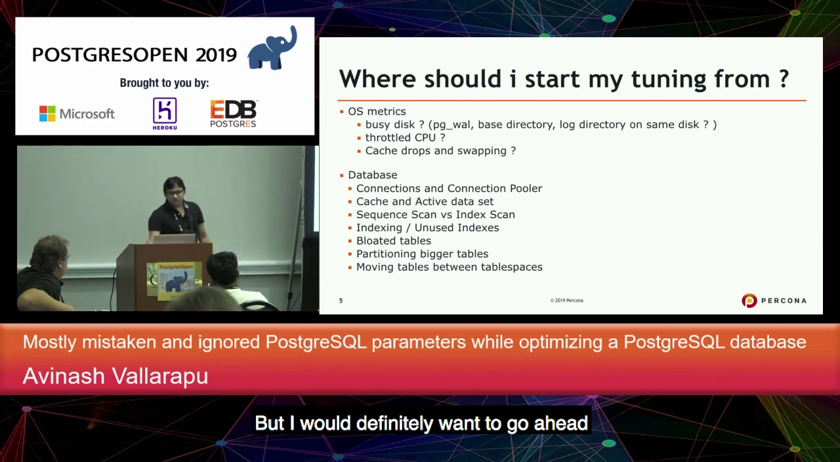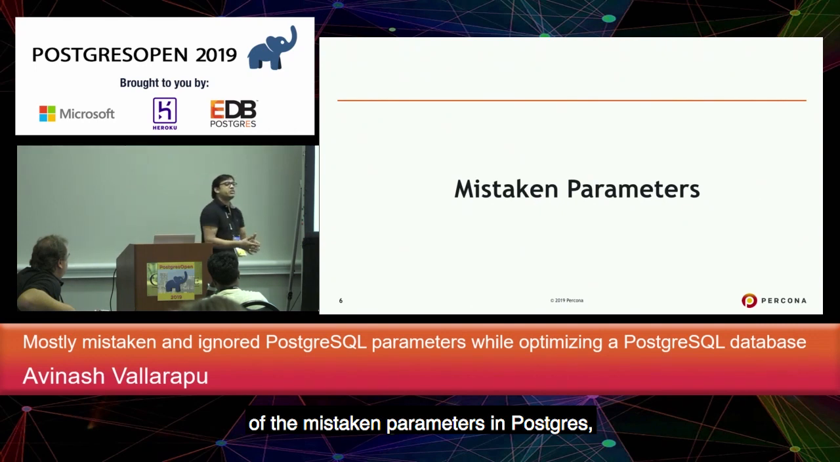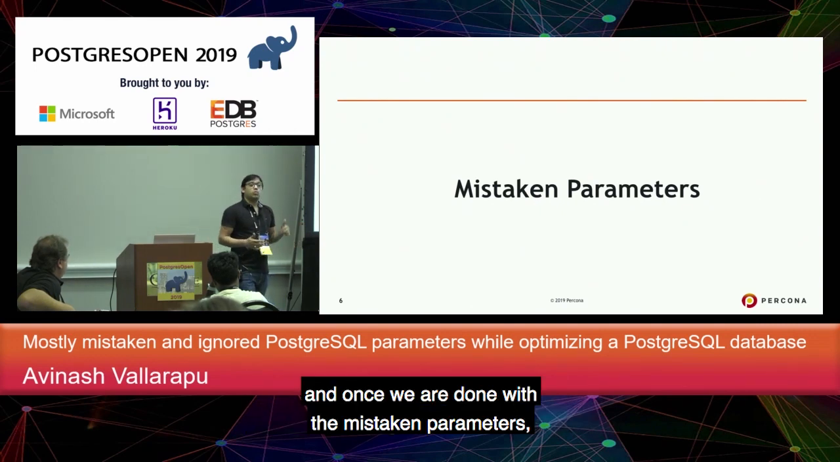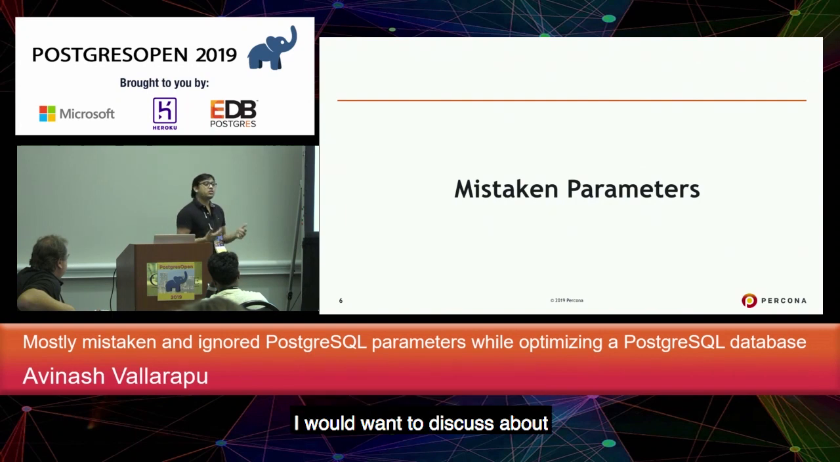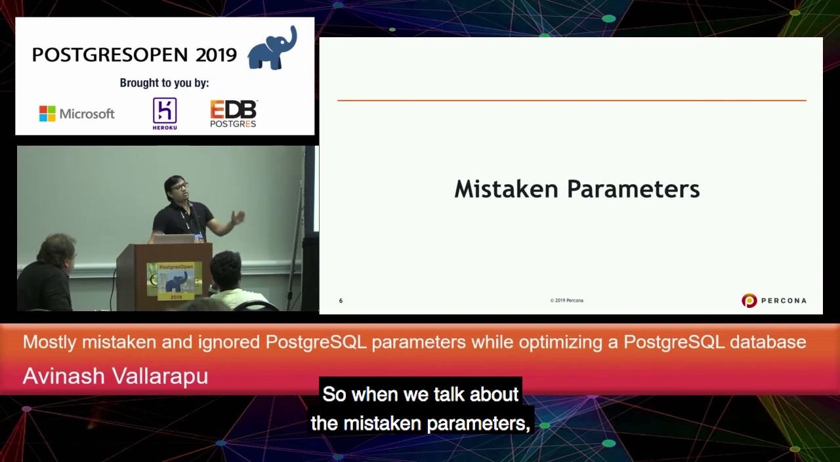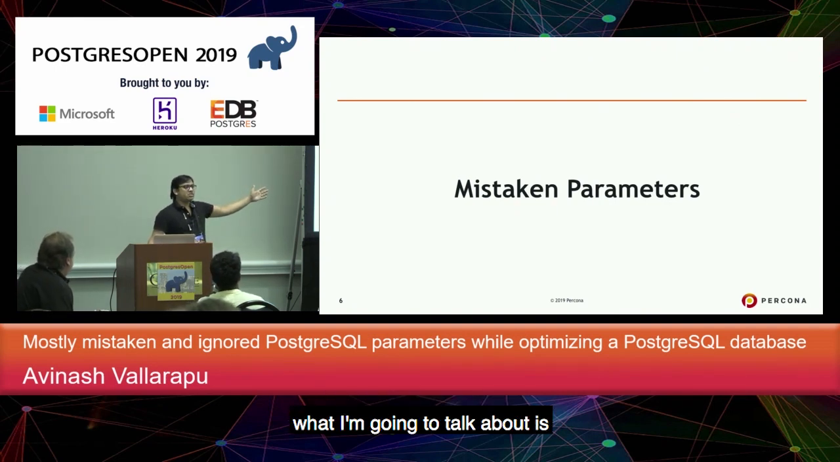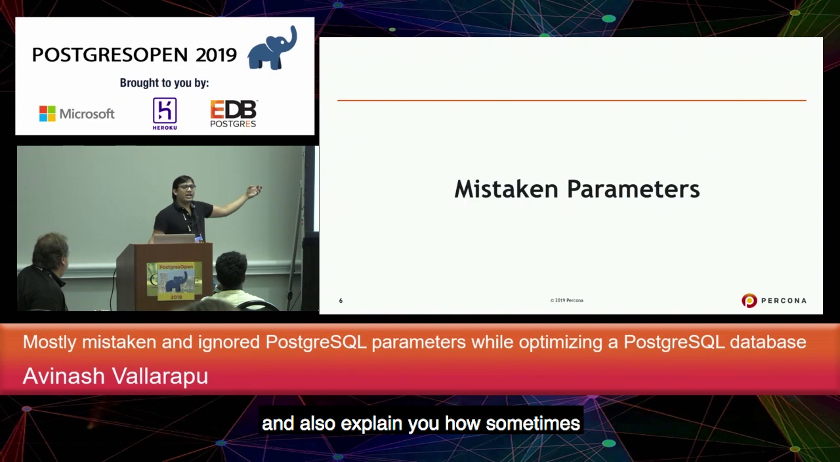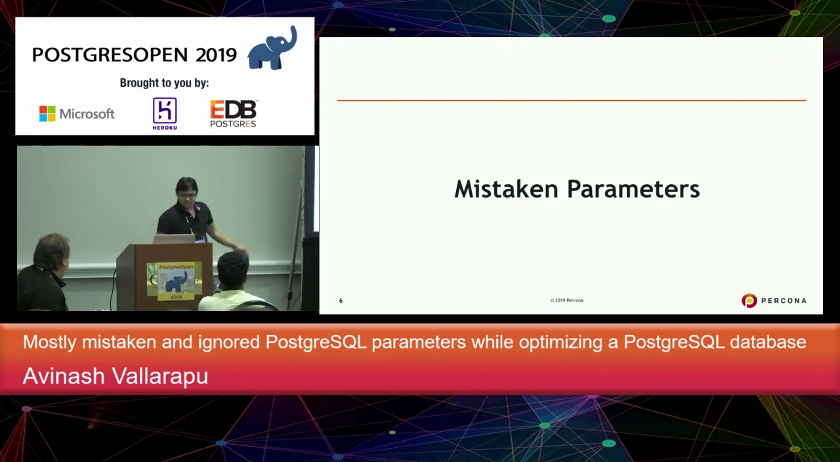But I would definitely want to go ahead and start talking about some of the mistaken parameters in Postgres. And once we are done with the mistaken parameters, I would want to discuss the ignored parameters in Postgres, right? So when we talk about the mistaken parameters, what I'm going to do is pick 12 Postgres parameters and explain what they mean, and also explain how sometimes we mistakenly set different values for them, and how they are supposed to be set.